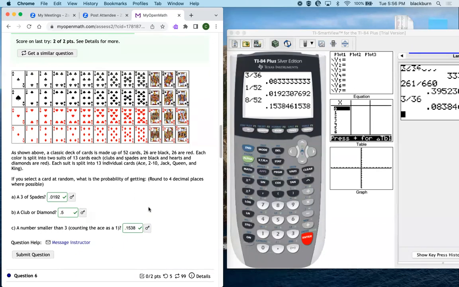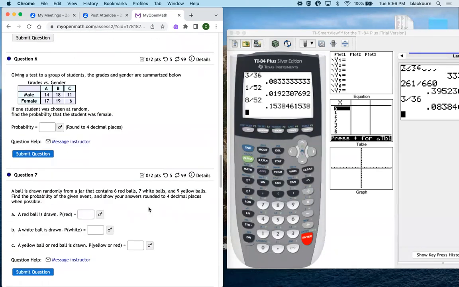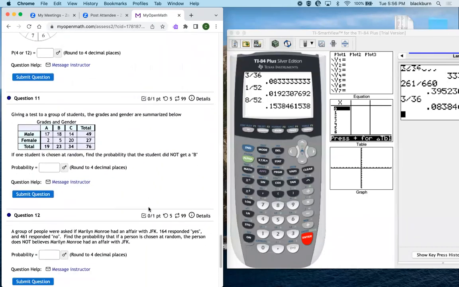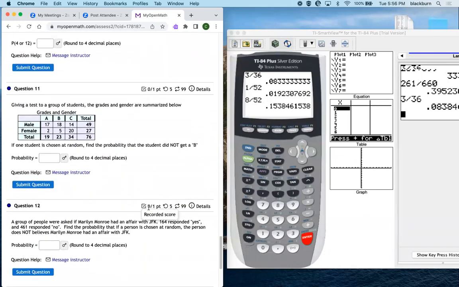Then we have some problems with tables. Well, there's only one with tables. A bunch of spinner problems, well, 2 with tables. Let's look at number 11. If one student is chosen at random, find the probability that the student did not get a B. So 23 students got B's. So 19 plus 34 did not get B's.